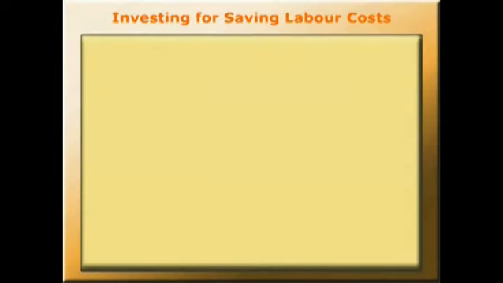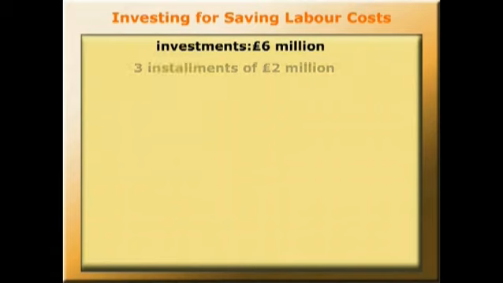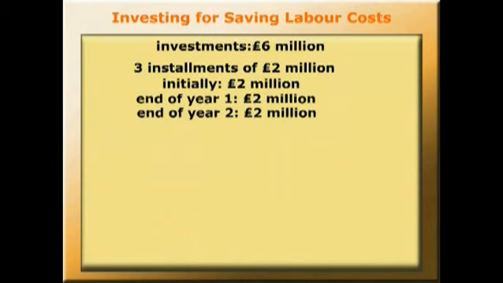Europa Foods is thinking about investing £6 million in capital equipment in order to save on labour costs. We need to decide if it's a good investment to make. The £6 million will be paid for in 3 equal instalments. Initially 2 million, then a further payment of 2 million at the end of each of the next 2 years.